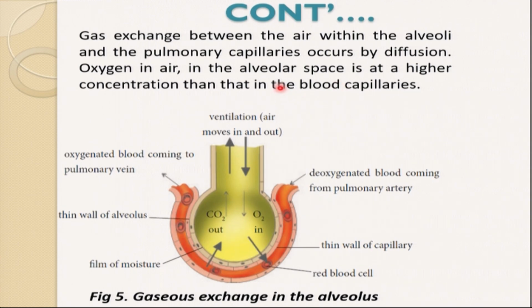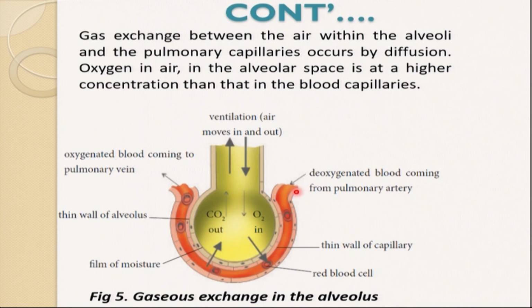This is the diagram. This one is called ventilation. Air is taken in, and moves in and out. This is the alveolar sac, which is moist and thin. As the blood moves from the right side going to this side, if you observe it clearly, it becomes more reddish.